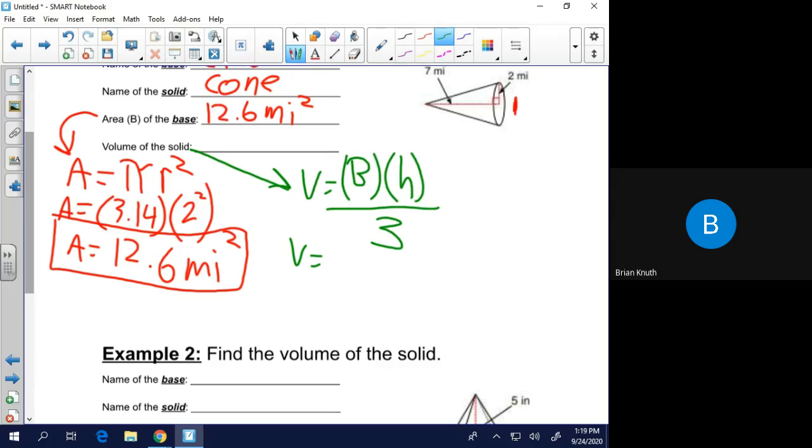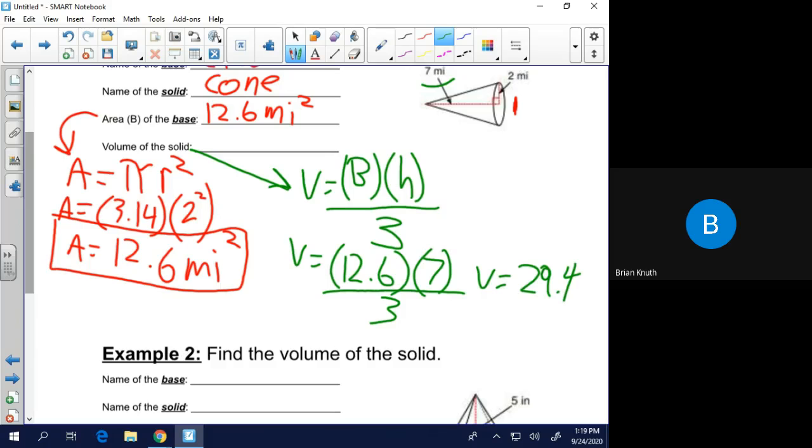My base here, again, is the 12.6. And my height in my picture up here, okay, is the 7. So 7. Write the 3 down there. Once I solve for this, once I put it in that calculator, I would get an answer of 29.4 miles cubed. Okay? So that is for the cone.